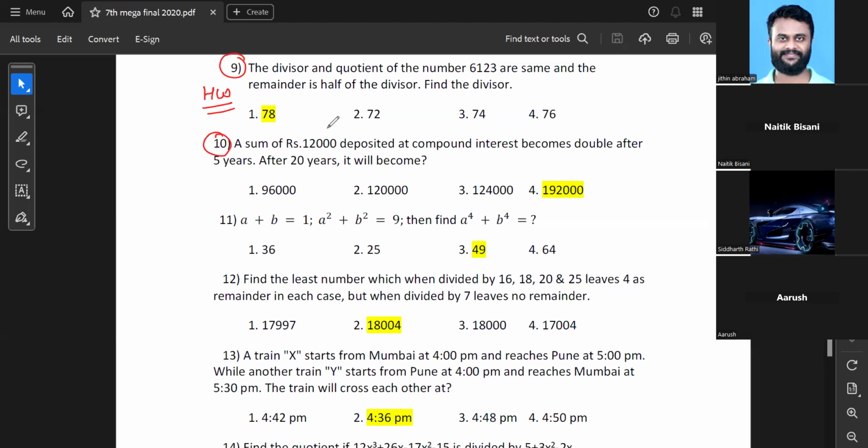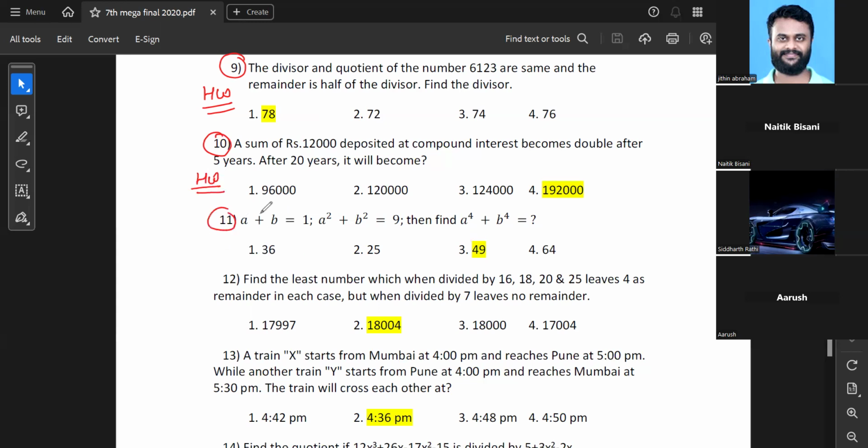Correct. Absolutely correct. Sir, so is it homework or not? Homework. Since it is known to us, it's homework.